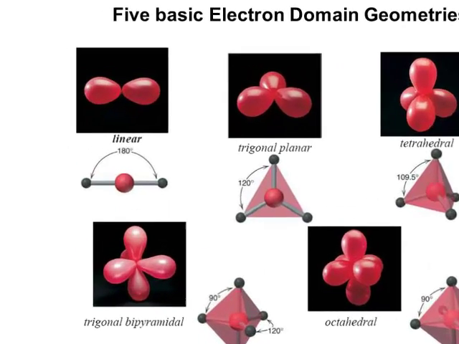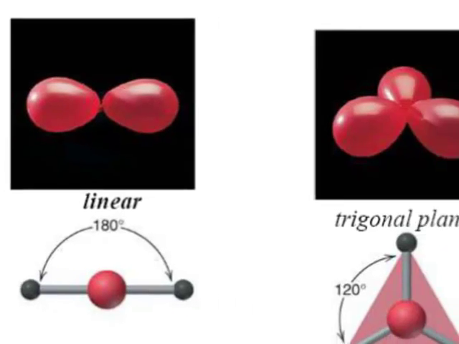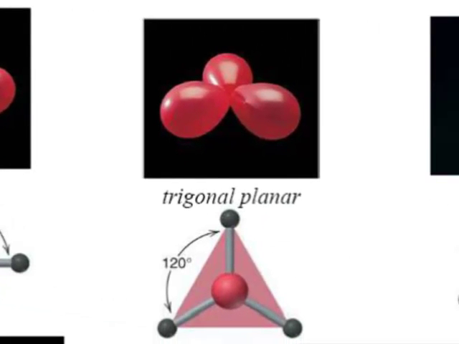If I look at my atom and I have 2 areas of electrons, I can picture that as 2 balloons tied together. If I tie 2 balloons together, what's their maximum distance apart from each other? It's going to be linear, and their bond angle is going to be 180 degrees. If I take 3 balloons and tie them together, the maximum distance they can get apart from each other is called trigonal planar. The bond angle between those is 120 degrees.